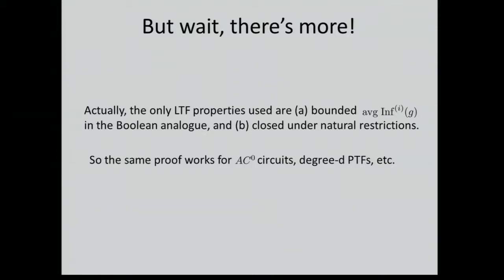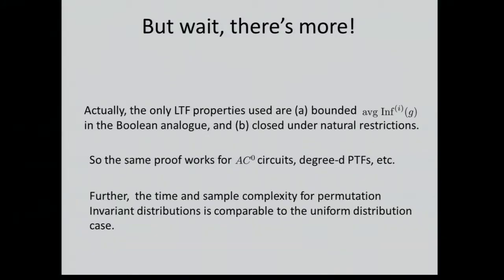I thought I had something else here, but the only LTF properties we actually use are bounded average influence, and that we're closed under some natural restrictions, like if you identify variables, you stay in the class. If you negate variables, you stay in the class. So you can actually do the same thing for, say, AC0 circuits, degree T PTFs, or any other class that's closed under this, where you can bound the average influence, and then you can learn under permutation invariant distributions in this case, with time and samples comparable to what you get in the uniform distribution case.